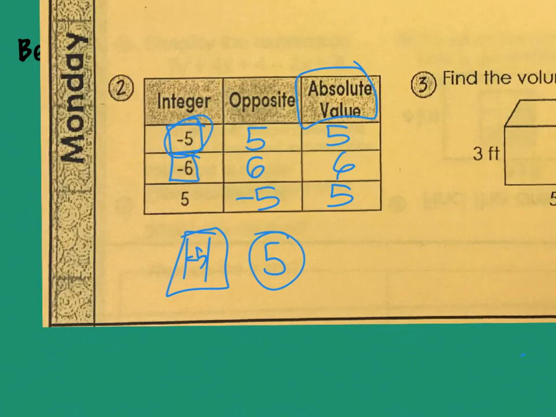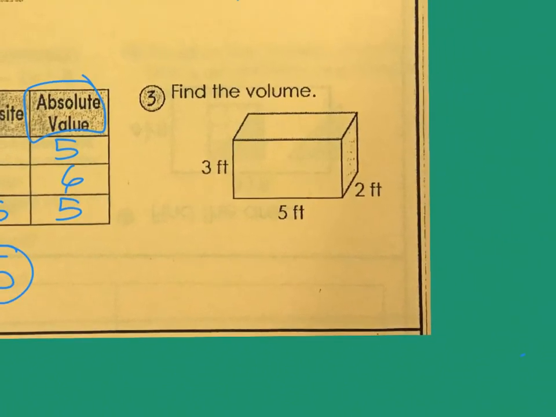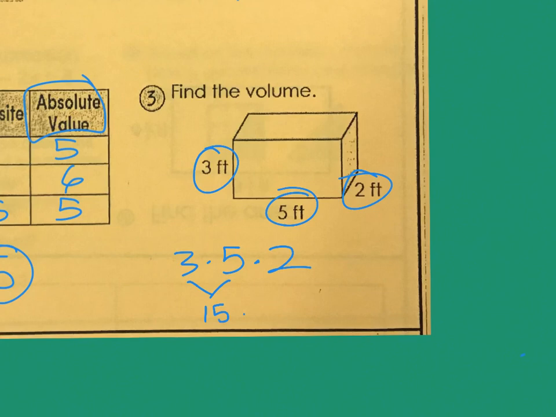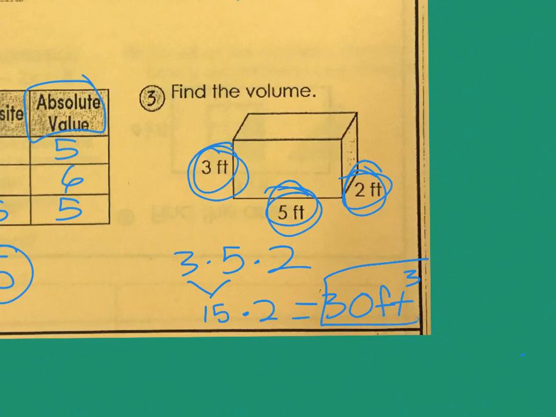Number 3, find the volume. Volume means that we take all the length, the height, and the width. Or if you want to look at it this way, the height, the base, and the width. So 3 times 5 times 2. So 15 times 2 equals 30 feet. And because we used 3 different measurements, it's cubed. Okay, so our answer is 30 feet cubed. There you go. You got your bell work done. Let's move on.